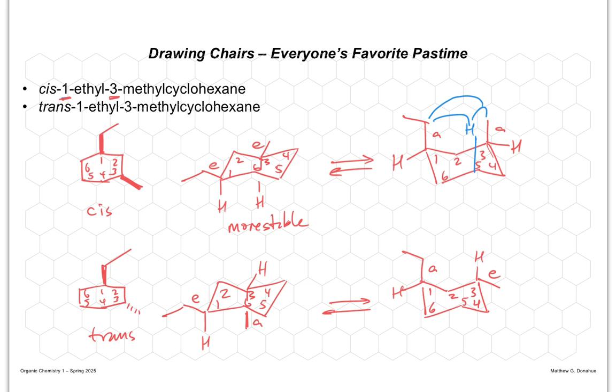So the 1,3 diaxial interaction is destabilizing. Because imagine if this is a bigger group, they're like parallel to each other, so they want to repel. And so that steric interaction is strained. When they're both equatorial, you only have hydrogen interactions. Those are smaller and they're not really repelling one another.